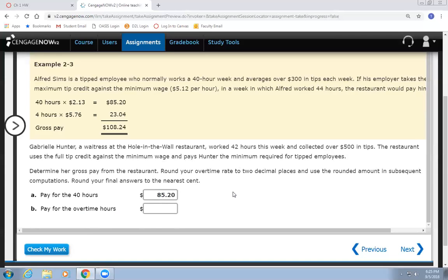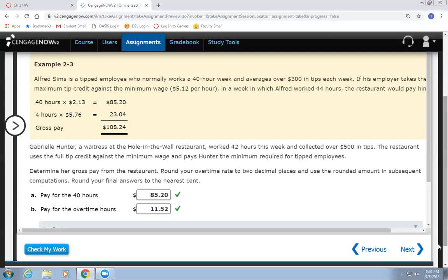$11.52. So her pay for the overtime hours is $11.52. I wanted to do that one together just because, again, it kind of goes against nature, right? Of what you automatically want to take $2.13 times 1.5. But we do calculate tipped overtime differently. So tipped overtime is going off that $5.76. Any questions on that one?